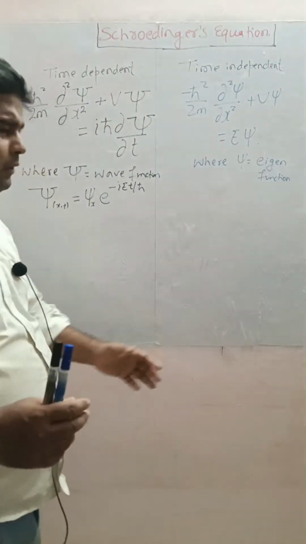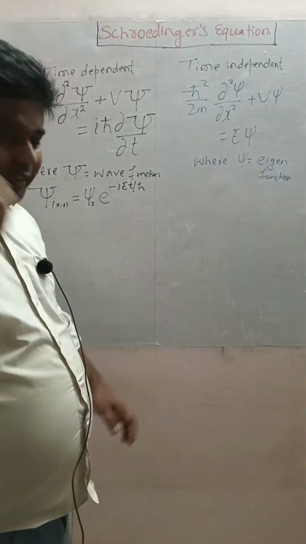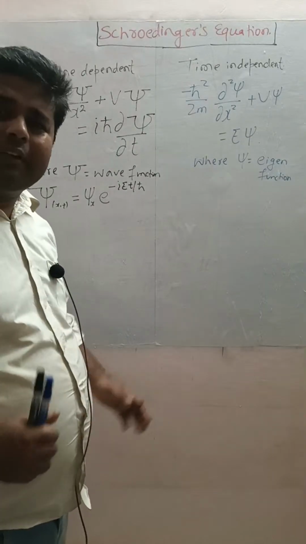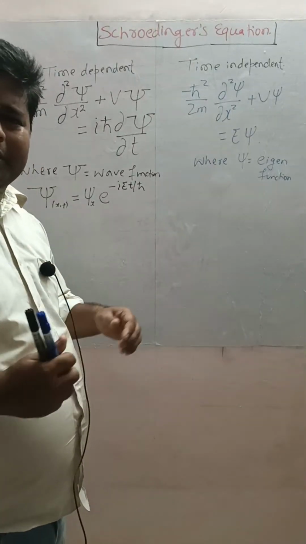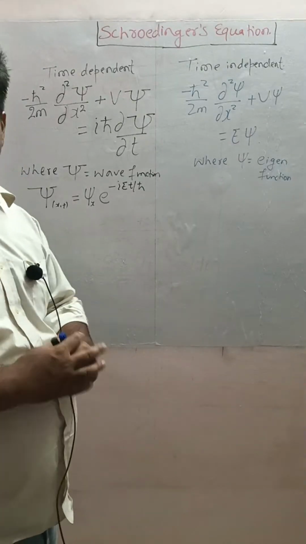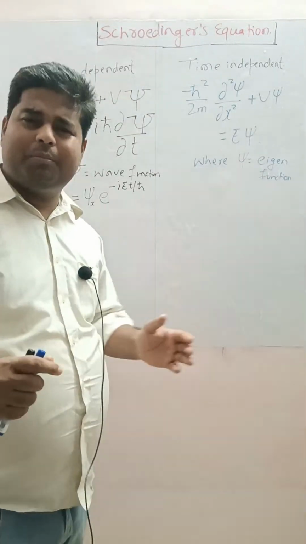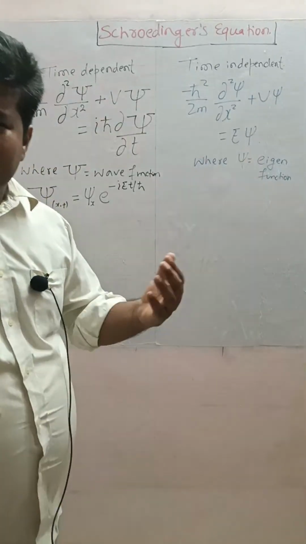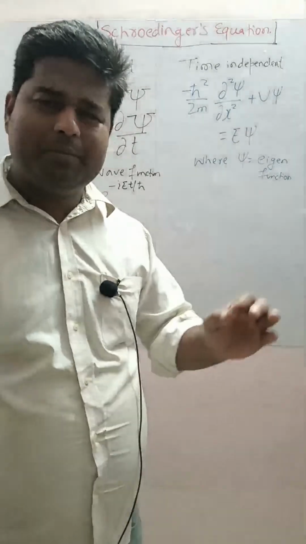So Schrödinger equation is not classical, but it's a non-relativistic wave equation of matter waves. Matter waves means subatomic particles with wave nature, and that wave is a matter wave.